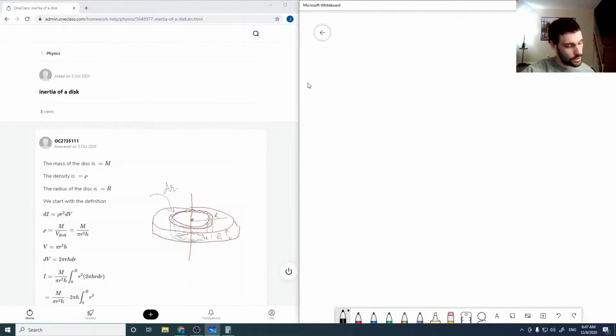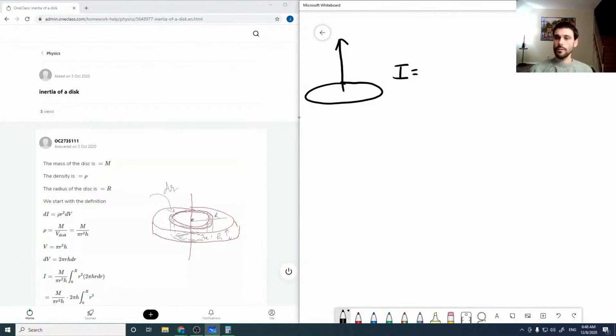So this just says inertia of a disk. I'm going to solve through a couple different ways of getting the moment of inertia for a disk. The most common would be the moment of inertia about an axis which goes through its center and is perpendicular to the disk.